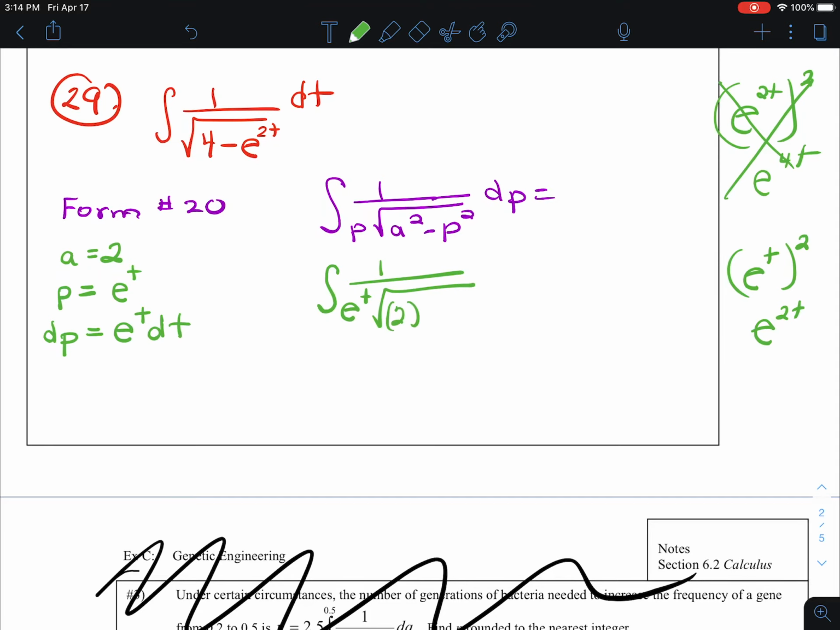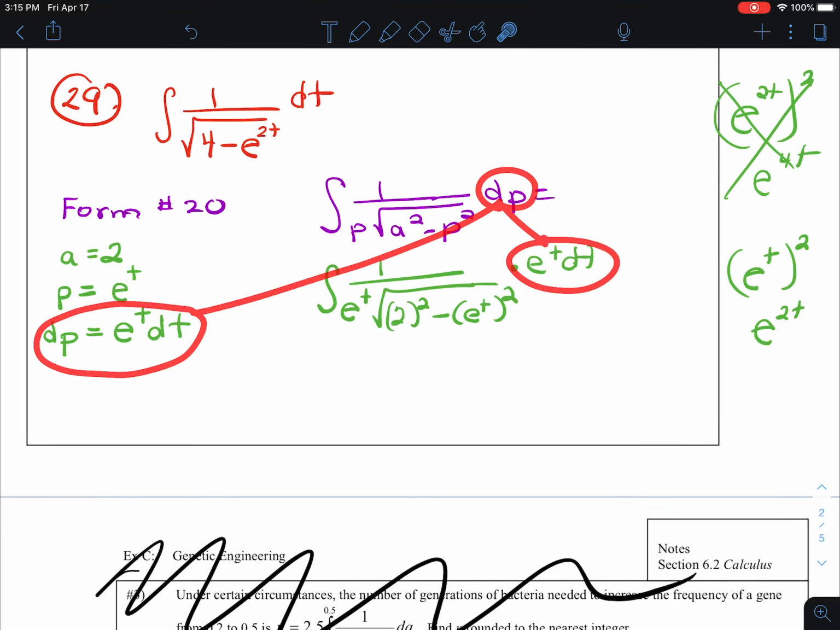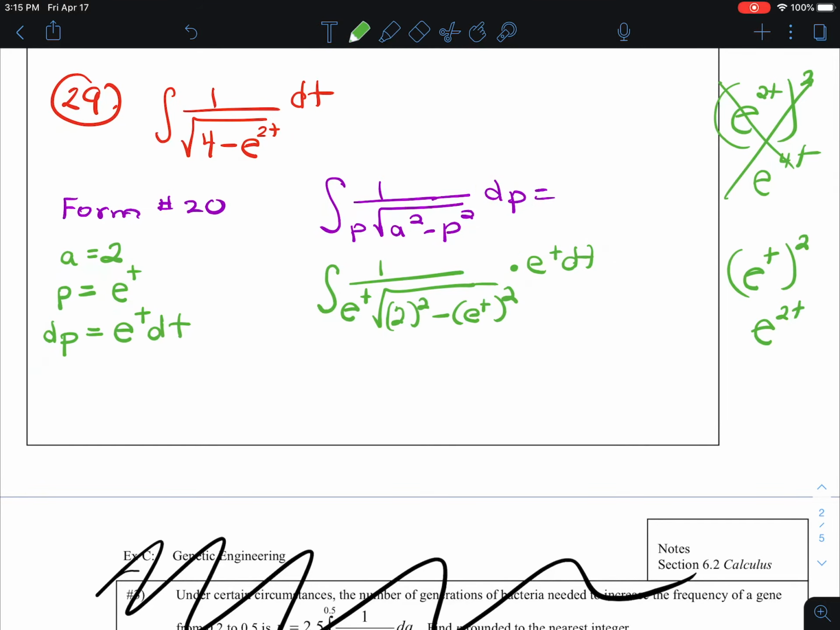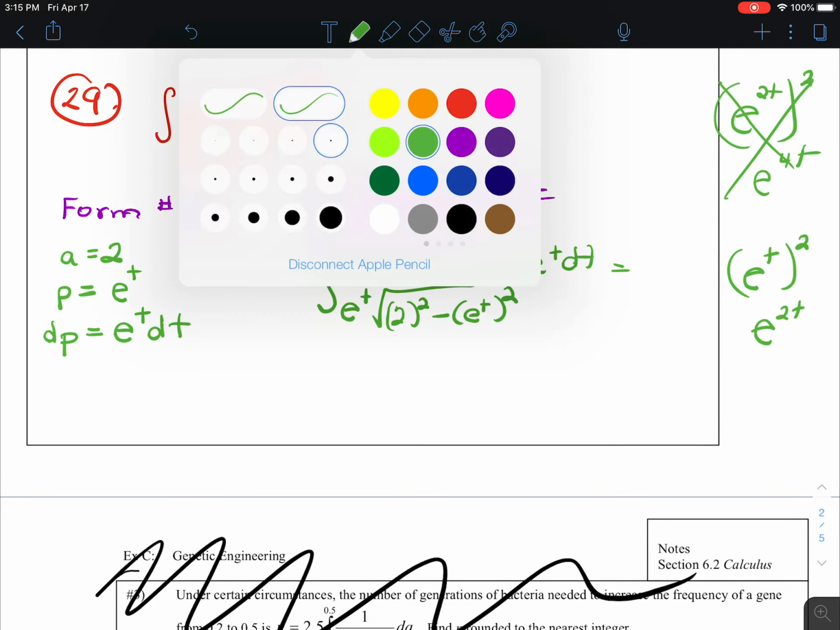I'm going to have a 2 squared there. Here I'm doing e to the t squared. And then for the dp, I'm putting e to the t dt, because that dp I'm putting in here is this. Okay, you follow that?